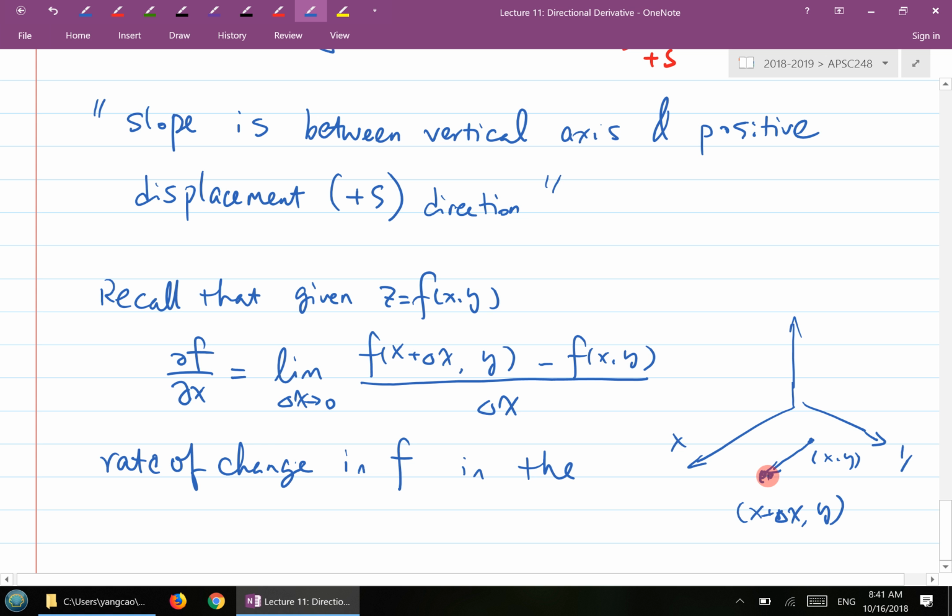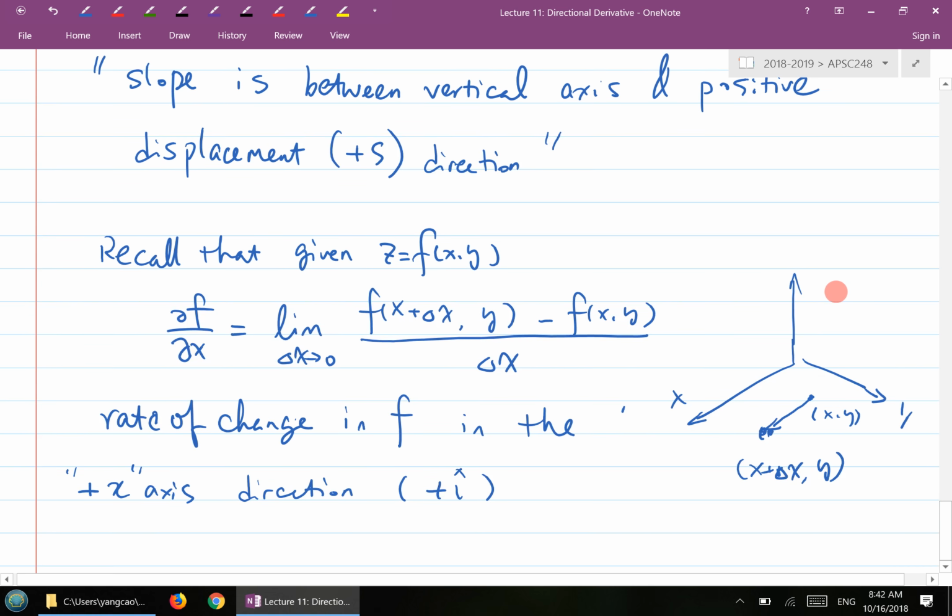Okay. So partial derivative, partial f over partial x, basically gives you a slope or rate of change in this function f in the positive x-axis direction. I should probably write positive down here. In the positive x-axis direction. And positive x-axis is positive i hat.